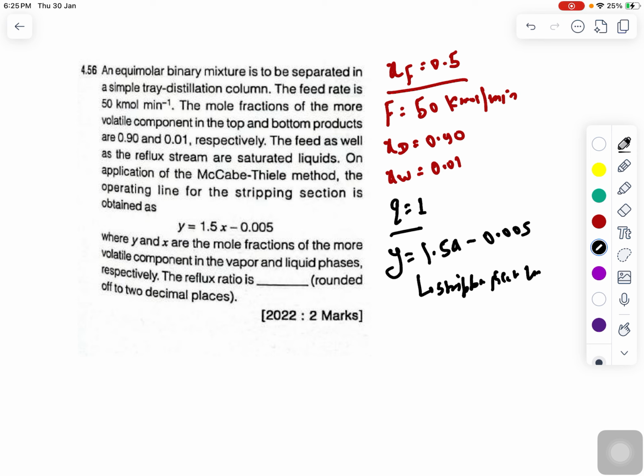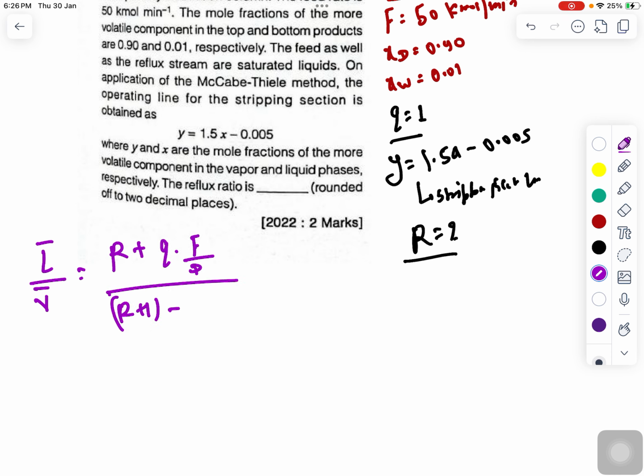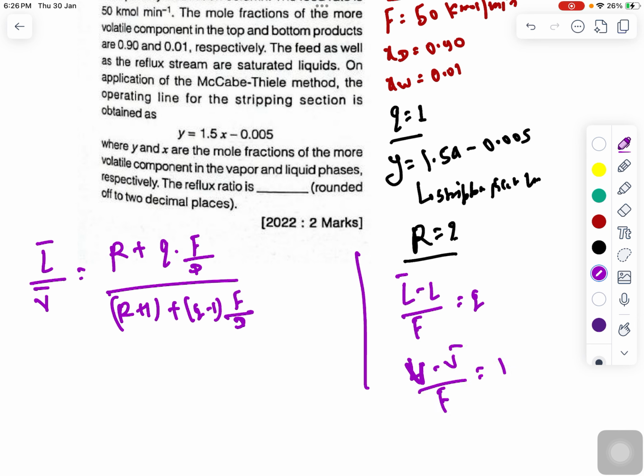So you are supposed to calculate the more volatile component. The reflux ratio is, so you are supposed to calculate what is R. Okay, great. So we know the value of Q. So when we talk about the stripping section equation slope, that is L bar by V bar, that is used to be equals to R plus Q into F by D divided by R plus 1 plus Q minus 1 into F by D. And how it is coming, so you can write L bar minus L divided by F, that is equals to Q, and obviously V minus V bar divided by F is equals to 1 minus Q.